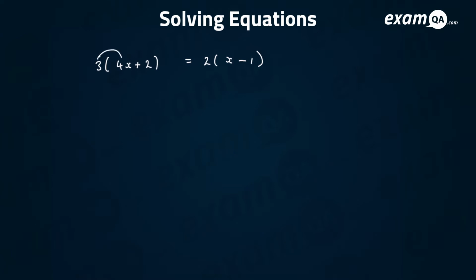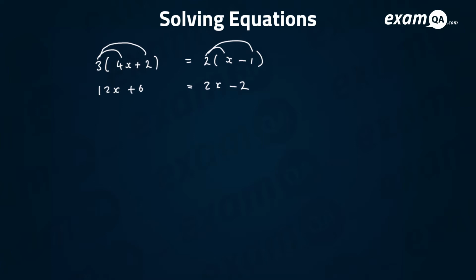So if I expand this 3 out, I'll get 3 times 4x, which is 12x. And I'll get 3 times positive 2, which is positive 6. Keep the equal sign there, and I'm going to expand the right hand side just like I did just before. 2 times x is 2x. 2 times minus 1 is negative 2.